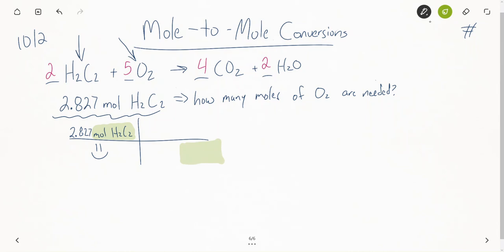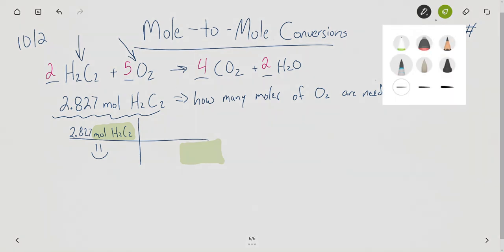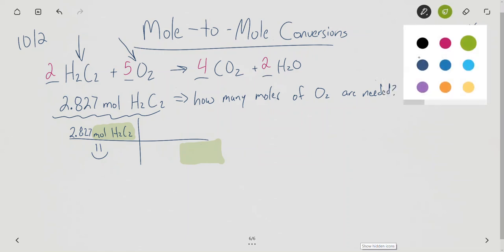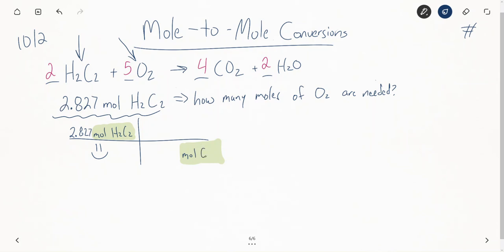So let me go ahead and do that. I'm going to copy our unit of the moles. Moles of the acetylene gas. And there. So that unit always gets copied diagonally down.